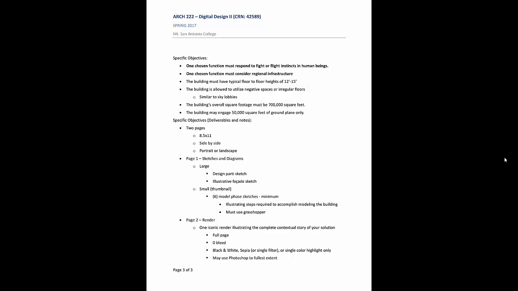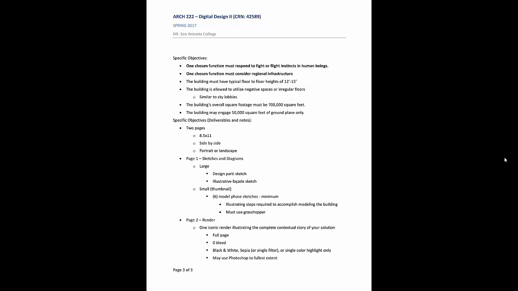On the same note, it doesn't have to be exactly 12 feet to 15 feet throughout your entire structure. Wherever it goes, you can put voids in it, you can separate them, you can create sky lobbies if you have a tower. Just anywhere you have multiple floors, I want you to do 12 feet to 15 feet. Okay?